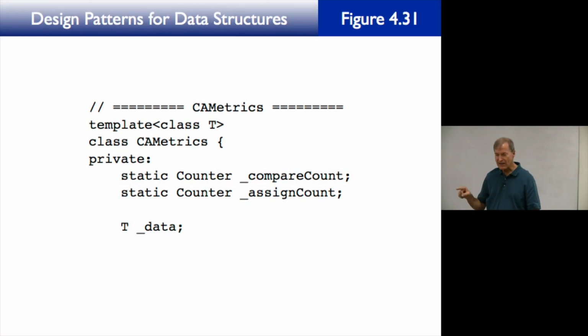Do you see the idea? Now we're not sorting doubles, we are sorting objects of type CA metric. And the CA metric class has the counter in it. All right? So now let's take a look at the CA metrics class. Now you understand, this class CA metrics is the type that we're going to be sorting. So let's take a look at CA metrics.